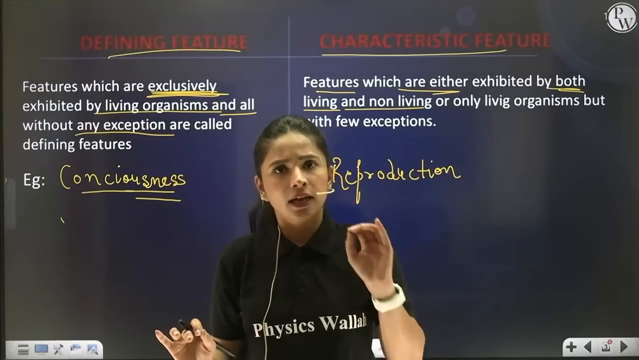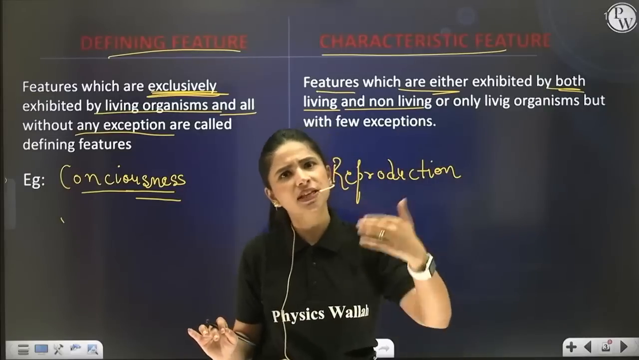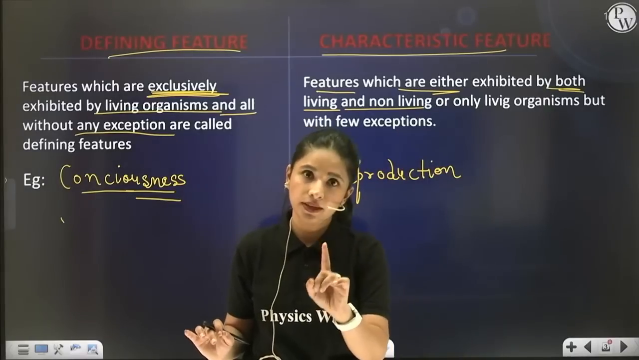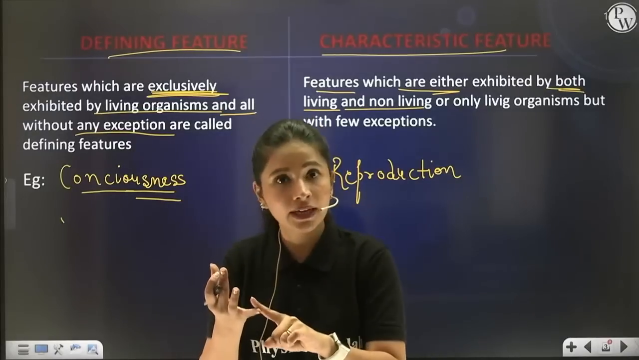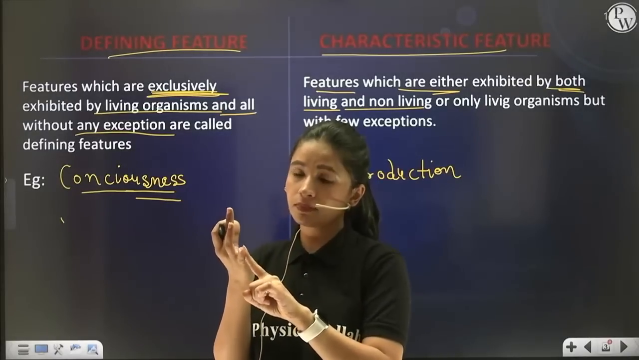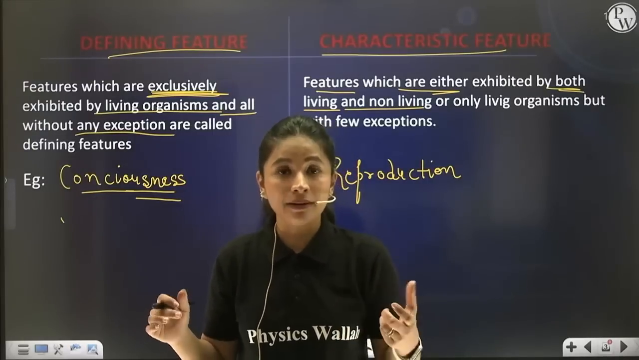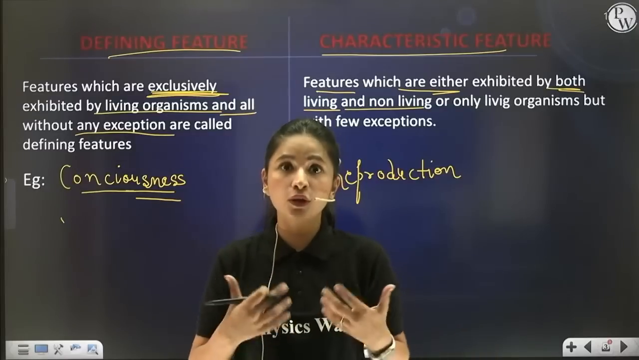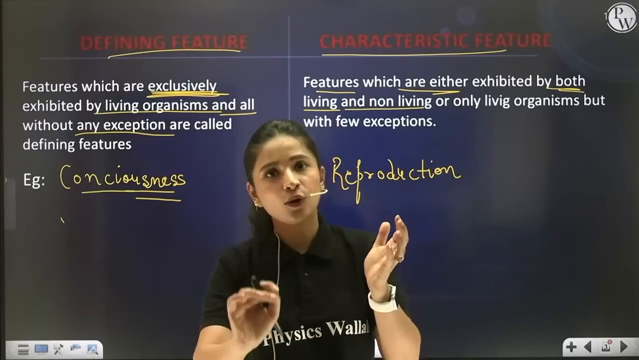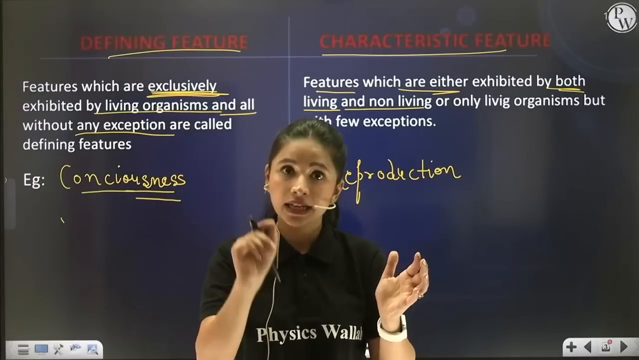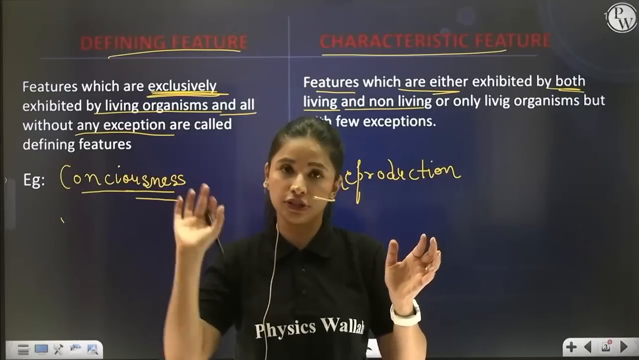But do you agree with this, that all living organisms can reproduce? No. Why? Because there are some groups of organisms, they are living but they cannot reproduce. For example, mules. For example, worker bees. For example, some couples, sterile couples who are not able to produce their own young ones. They are living but they cannot reproduce. Hence, reproduction becomes a characteristic feature.